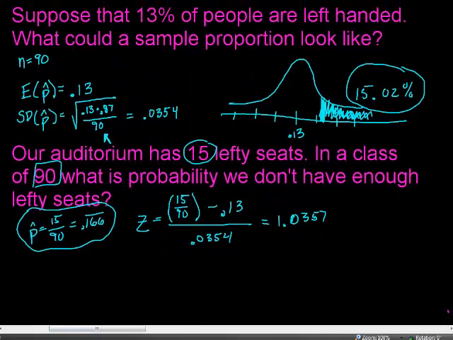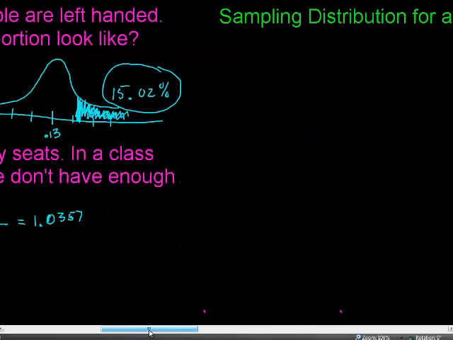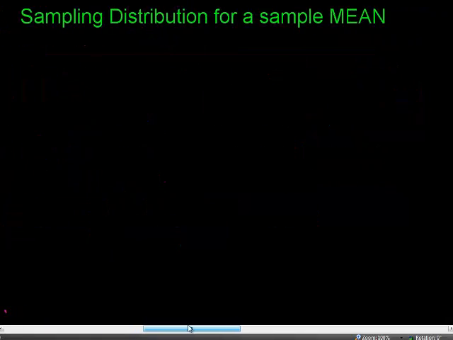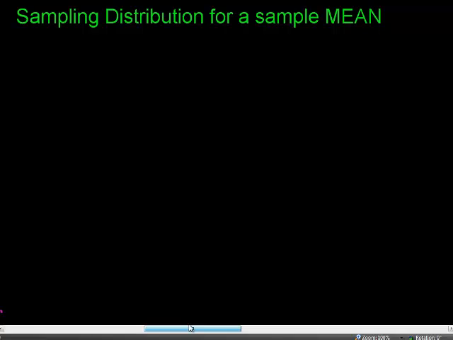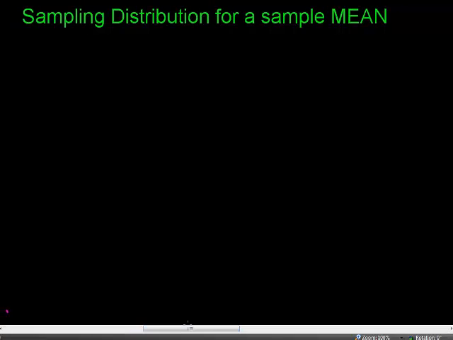All right, I got another one over here for us to look at as well. Okay, now let's talk about the sampling distribution for a sample mean. The sampling distribution for a sample mean. Okay, now let's see here. Okay, first off, means are used for quantitative data.